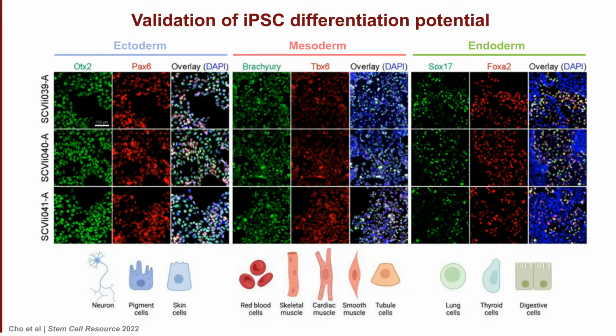Finally, we validate each cell line's differentiation potential. So stem cells should have the capacity to become all 3 germ layers, right? The outer ectoderm, which essentially becomes skin cells, pigment cells, and neurons. The middle mesoderm, which for us is very important, right, because that yields all of the muscle. And the inner endoderm. So to confirm, we stain for germ layer specific markers and then show that these lines can therefore differentiate into all 3 germ layers and have been successfully reprogrammed.